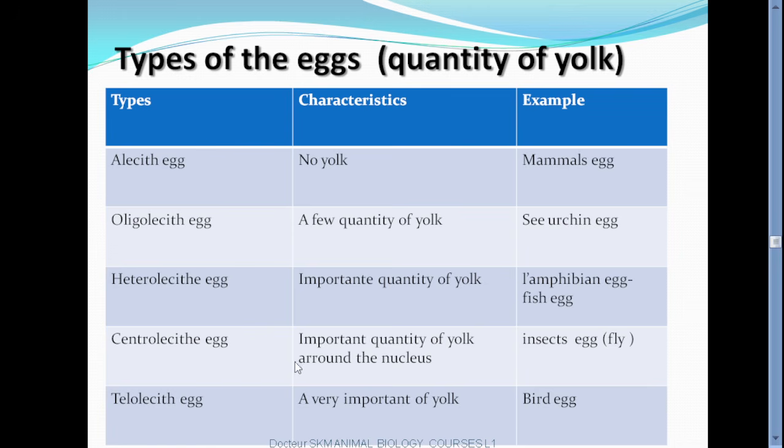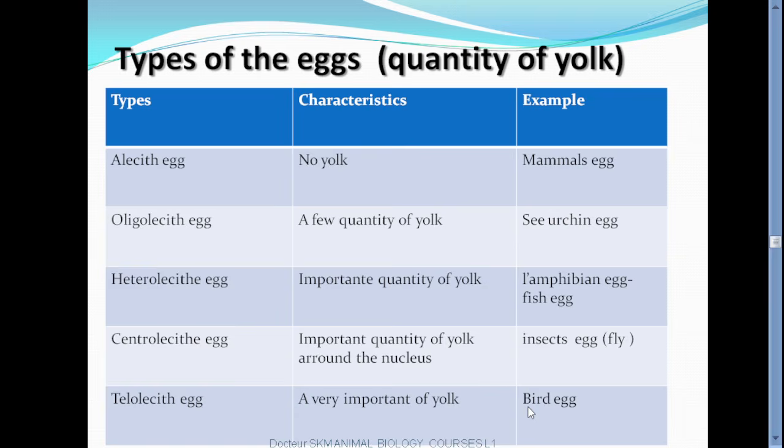After that, number 5, which is the egg that contains the most important quantity of the yolk. Here it's called telolecithal egg, and it contains a very important quantity of yolk, like the case of bird eggs or the chicken egg that we consume in our everyday life.